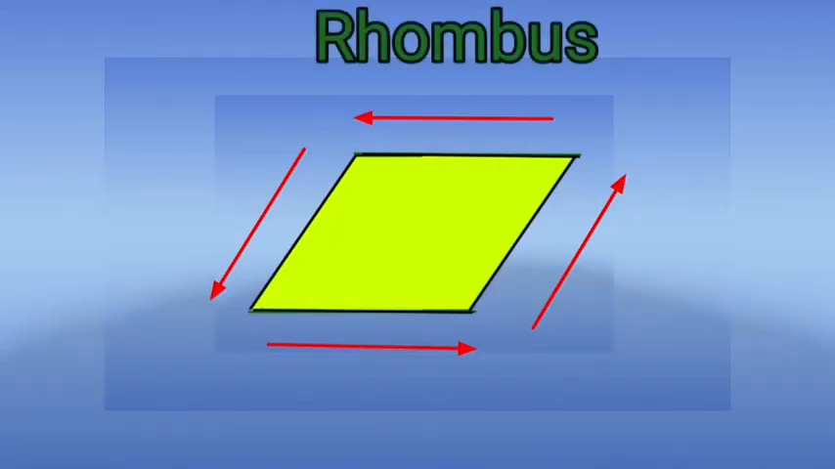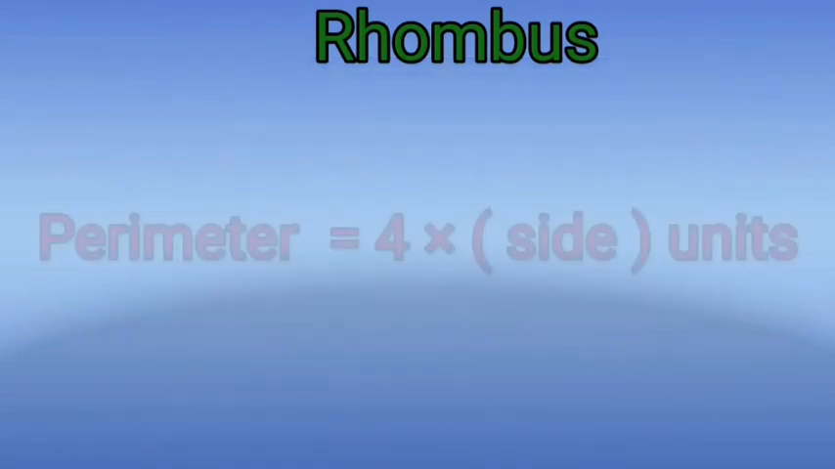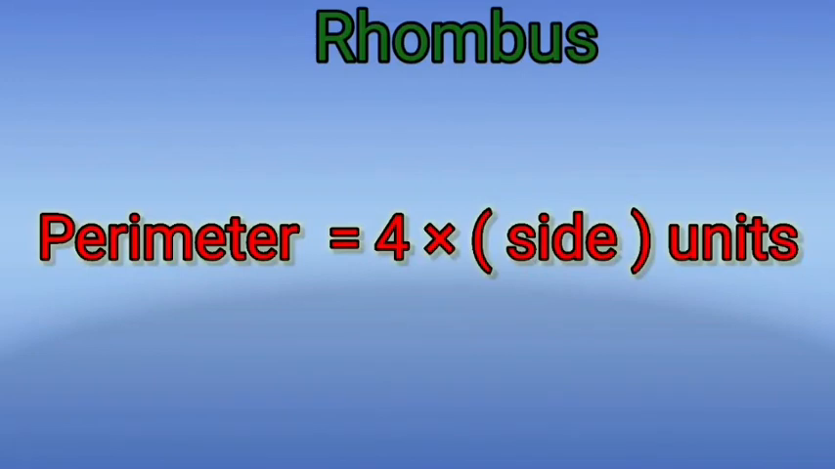Rhombus is the type of quadrilateral having all sides equal, as that of a square. Its perimeter is measured also the same as a square. That is, perimeter is equal to 4 times its side.